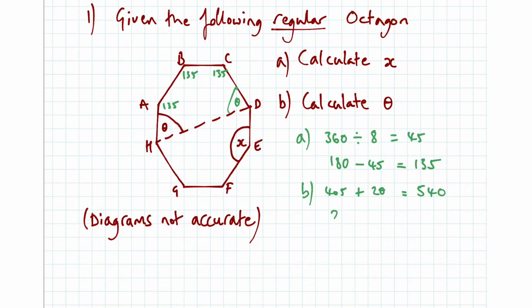If we just solve this little equation, take 405 from both sides, divide by 2. So 540, take away 405. Then you're going to half both sides. You get 67.5 degrees. On to question 2.